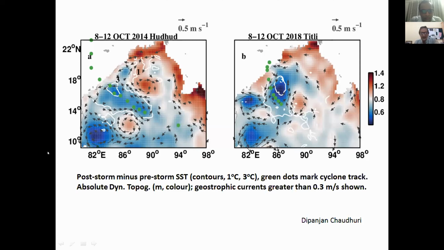And these are things of science interest, of course. There are many things we do not understand about air-sea interaction in tropical cyclones, but this is also of direct applied interest.